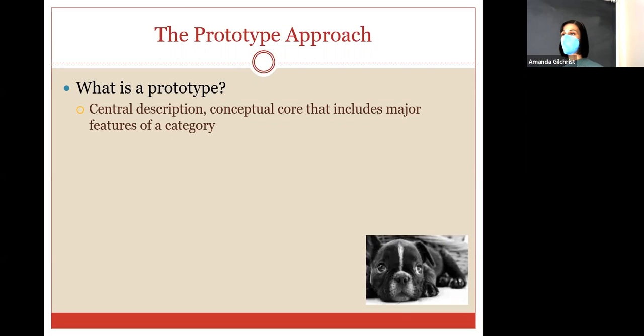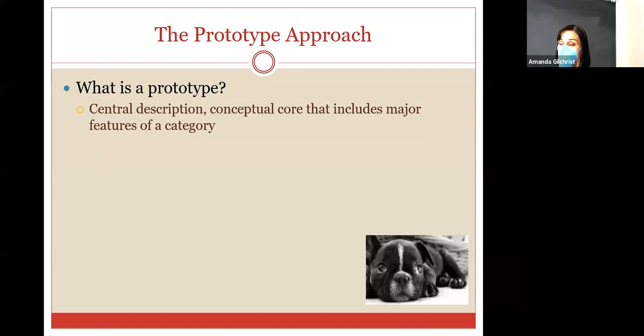But here's the thing, I'm showing you an example of a dog with this Boston Terrier puppy, but here's what's kind of critical about a prototype. A prototype does not actually exist. So it is a conceptual core. So it's the major features of a category. But basically what we're going to do is we're going to take the average of everything. We're going to take the average.